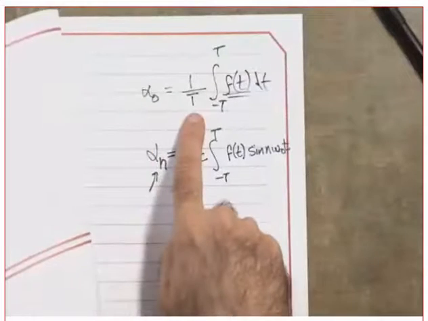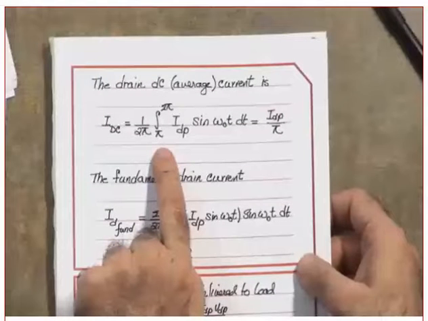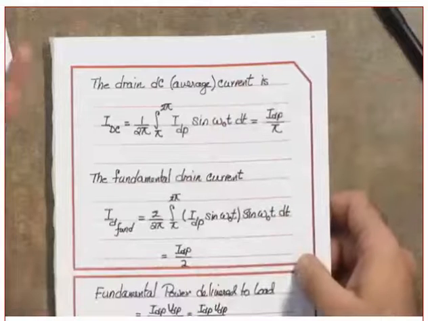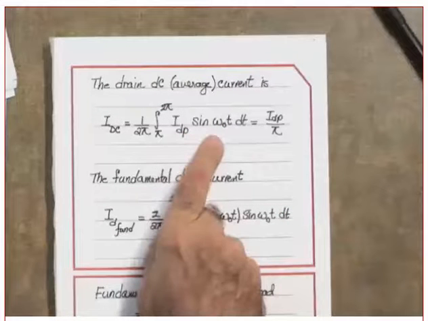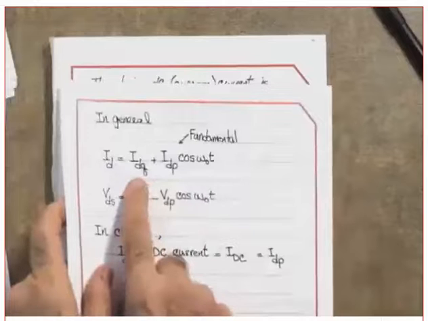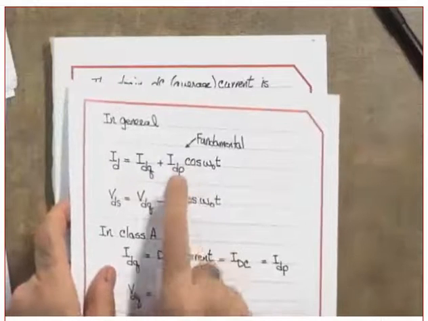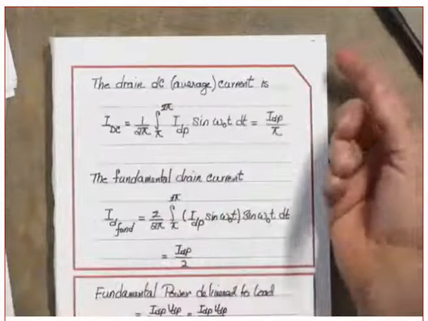1 over the period. What is the period? 2 pi. So it's 1 over 2 pi. But why am I integrating only from pi to 2 pi? It's because from 0 to pi, the current is equal to 0. Now tell me, where did this come from? What is the IDQ? 0. So what do I have? IDP times cosine or sine. Did you understand that or not?